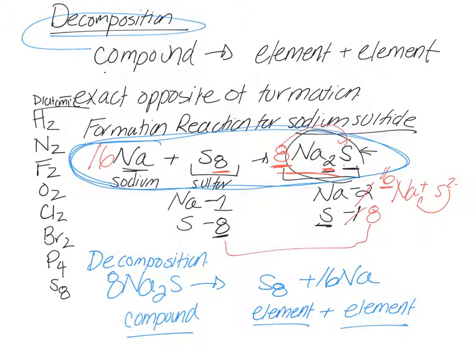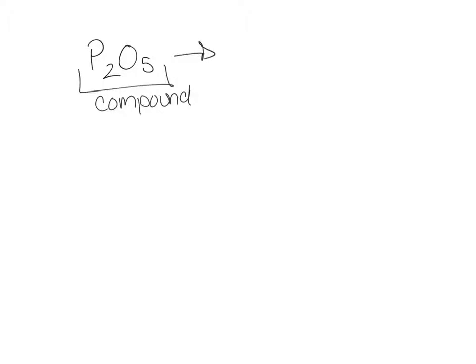Okay, let's try some more. So we should try at least 4 or 5 more on here. Okay, so we have P2O5, and it's just like that, and it says write out the rest of the reaction. As soon as I see that this is a compound here, and there's nothing else written there, that means that this is a decomposition reaction.